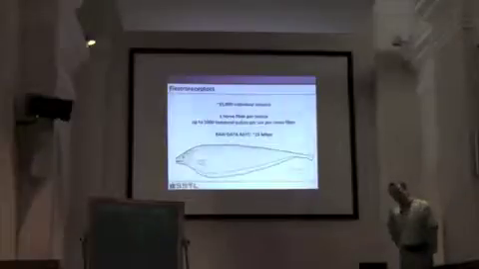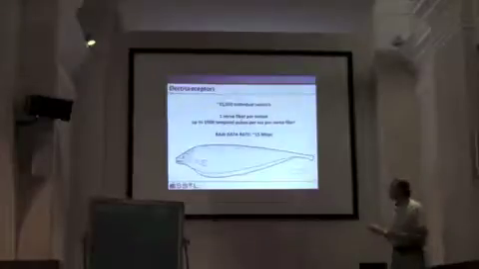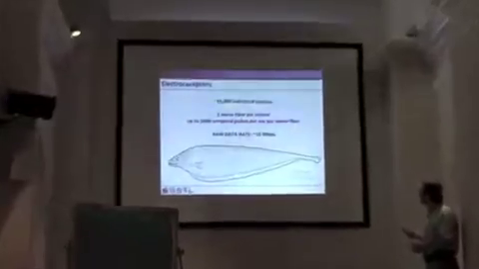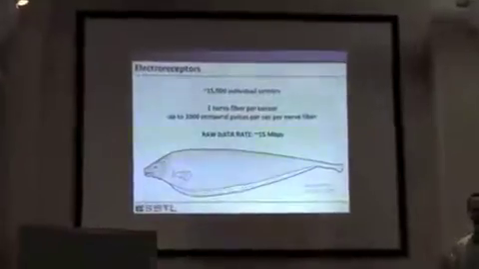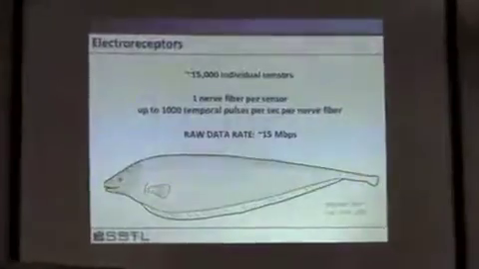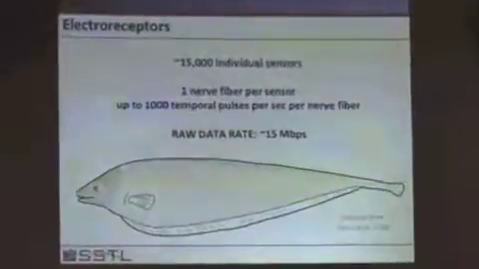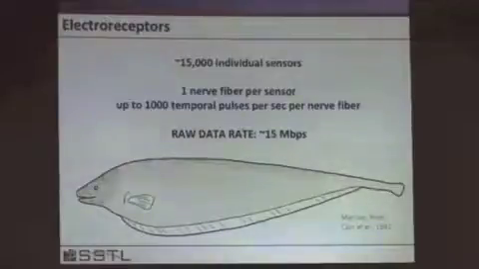Now this is what's really amazing. You know, I talked about one of the problems that we have as engineers is data inundation. There's just too much data. This electric fish has 15,000 sensors. That's really the goal of what I'd like to have. I'd like to have my sensors to be so low cost and so effective that I can put them everywhere. I could have 15,000 sensors on my bridge. One nerve fiber, that is one of these individual sensors, has up to 1,000 temporal pulses. So it's going at 1,000 hertz. That means it's generating 15 megabits of data per second.